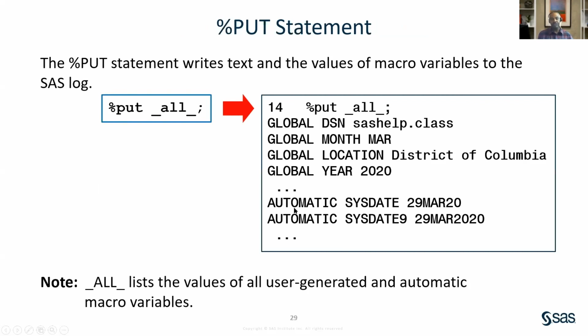But what if you don't want to see both? What if you only want to see the automatic ones? Then you would do a %put _automatic_. And what if you only want to see the ones that you create? Then you could do %put _user_. So you can see them all. You can see the automatic ones. You can see the ones that you create, _user_.